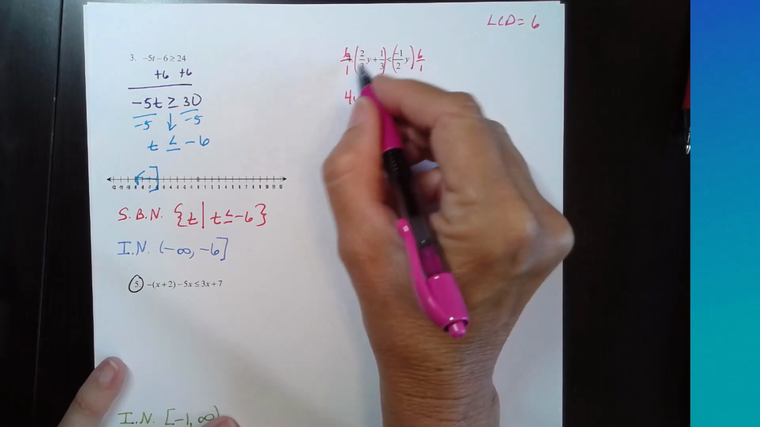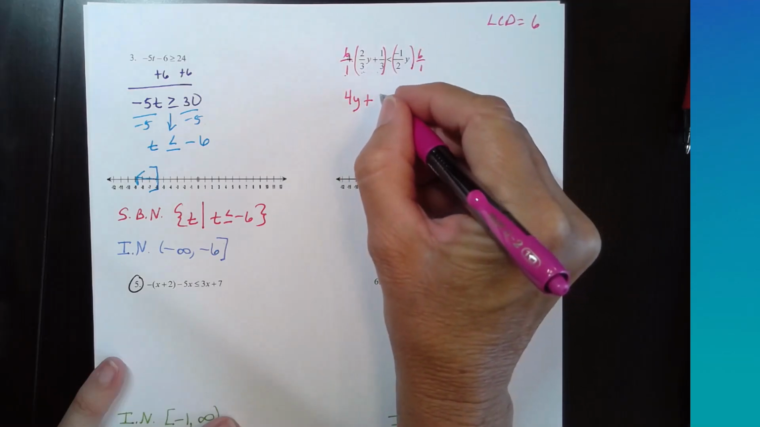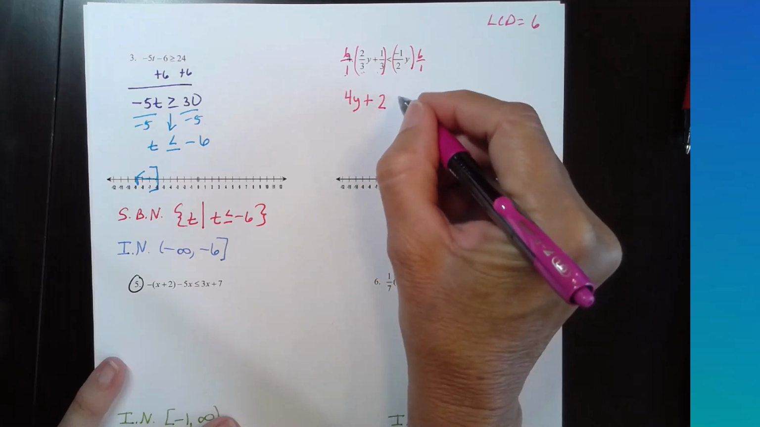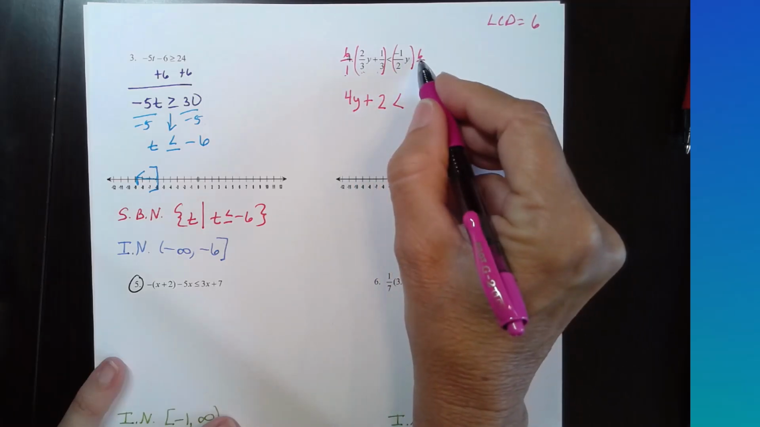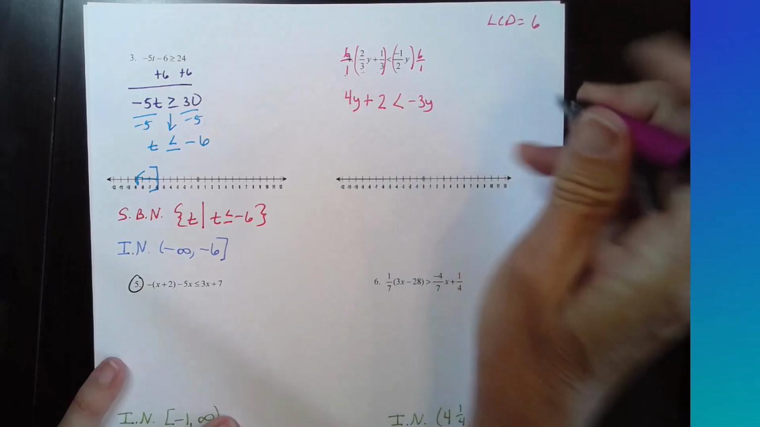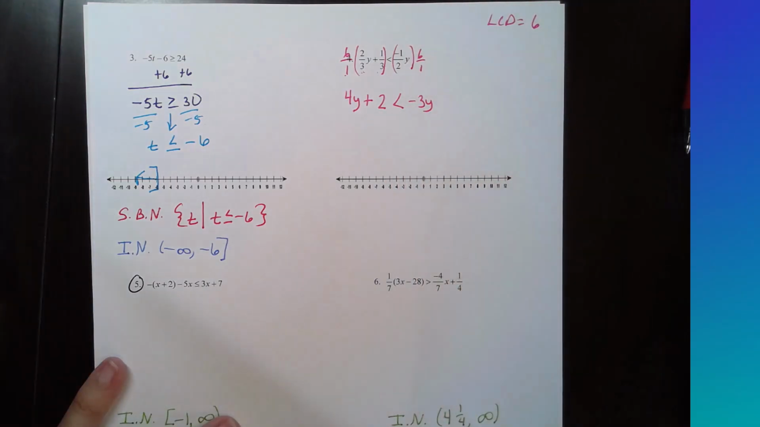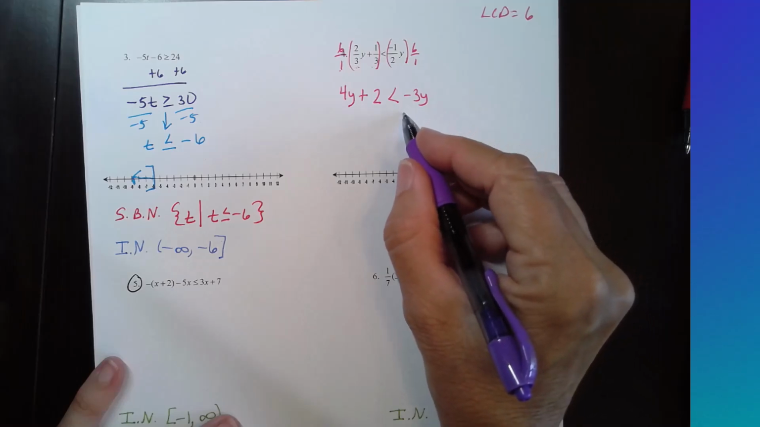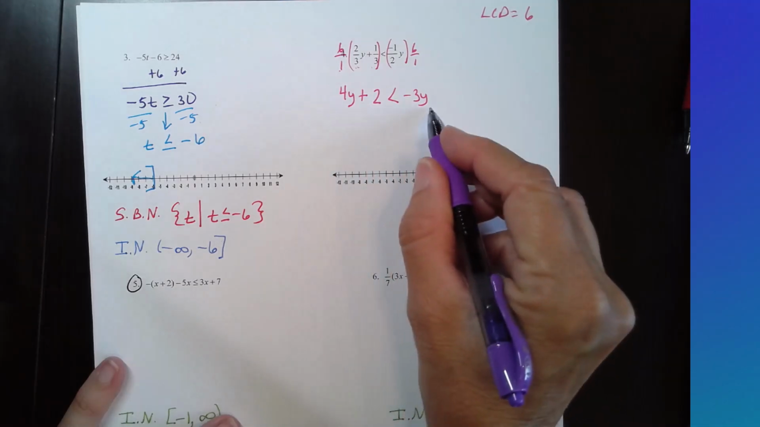Plus 6 times 1 is 6, and 1 times 3 is 3. We get 6 divided by 3, which is 2. Is less than -1 times 6 is 6, and 2 times 1 is 2. So we end up with a -3y. So now we get variables on one side, numbers to the other. We can add over the 3y and then subtract over the 2.